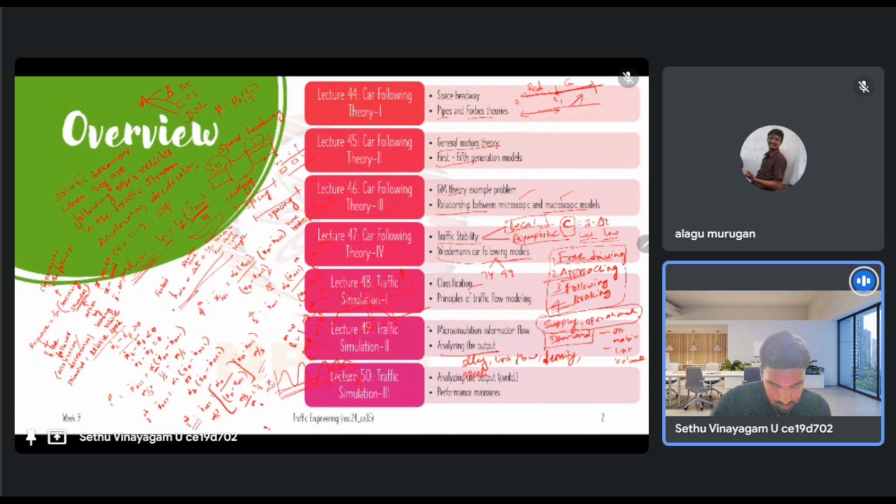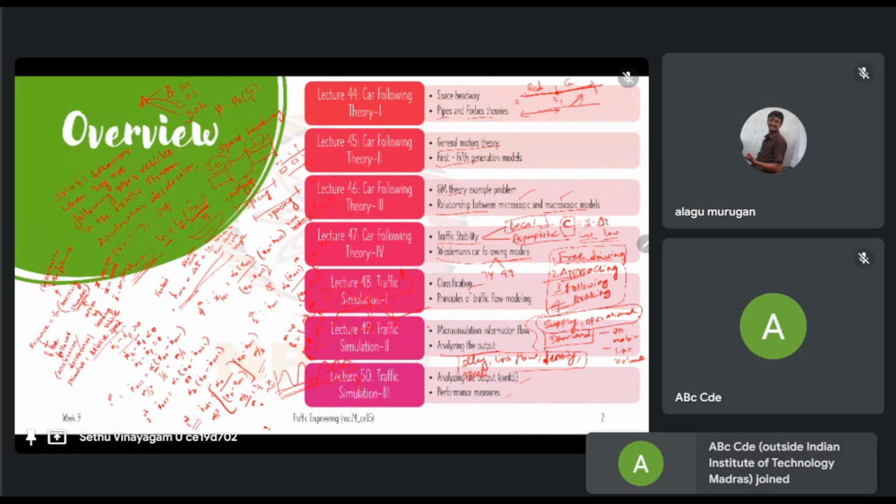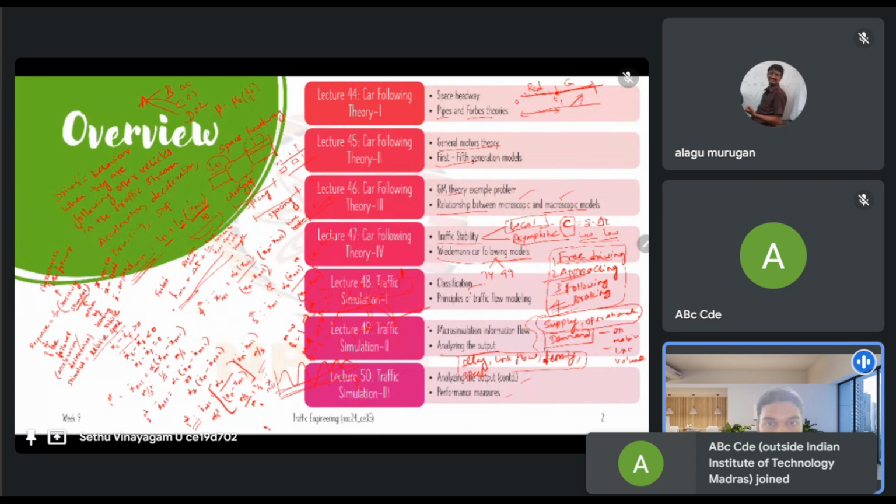Then how do we analyze these outputs? When it comes to analysis, we look at whether these models are replicating reality. You will have some ground truth. You take the inputs, and you can also measure these different quantities from the field. Then you compare the output that you have got from the model with the output that you have observed from the field, and see if they are matching. That is one way you could do it.